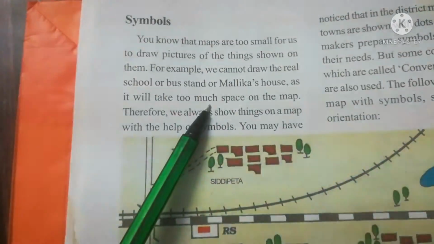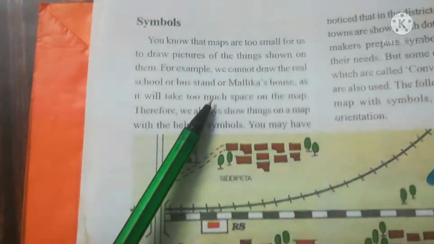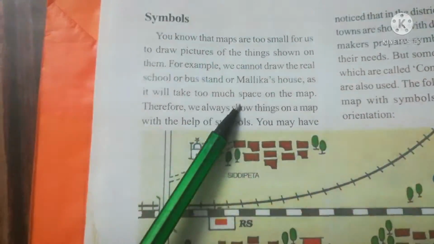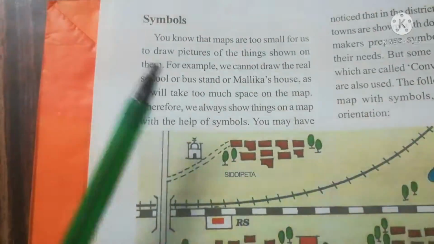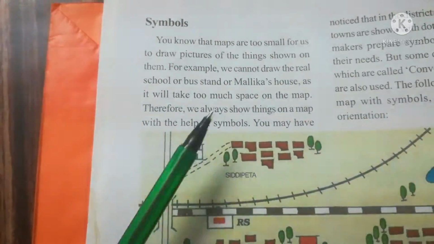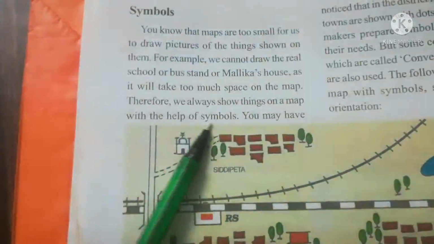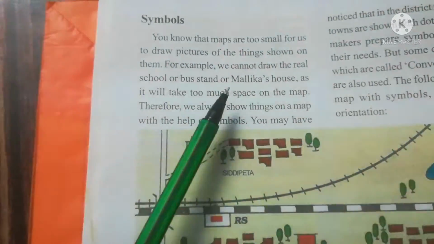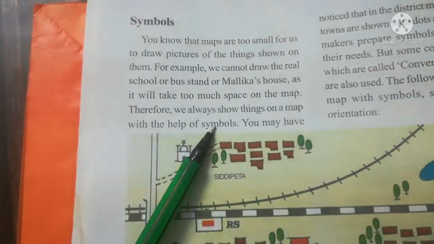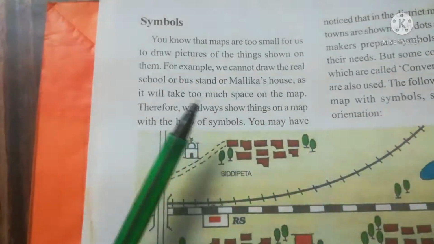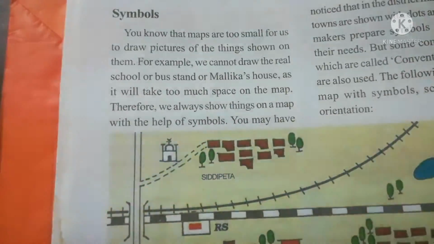When we draw the big school on the map, what happens? The school takes so much space on the map. So we can't draw the real big school on the map. Therefore, we always show things on a map with the help of symbols. So why do we use symbols? Yes, we use symbols to decrease the space taken by the real school, real building, etc.